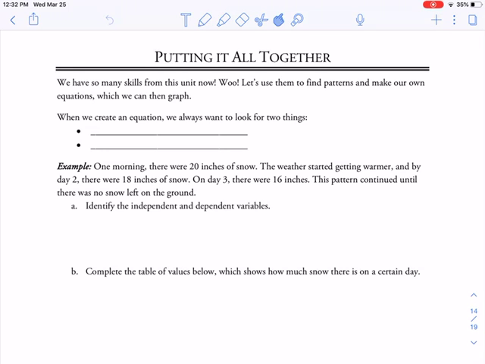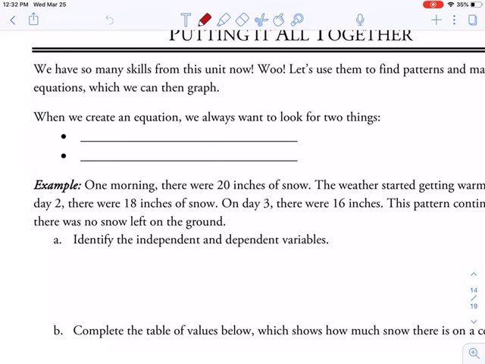And so when we start an equation, or write an equation, create an equation, we always want to look for two things, which are the starting point, and the slope or the rate of change. That is the second thing that we always need to be able to determine.